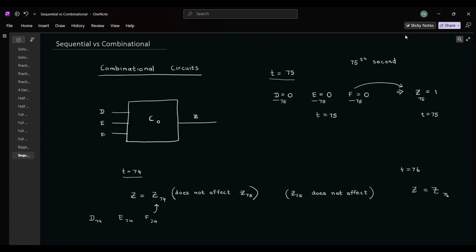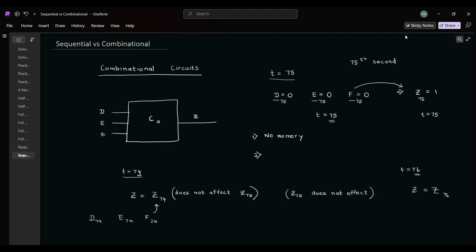So what does this mean? Let me give you some points. There is no memory. The concept of memory does not exist. This combinational circuit doesn't remember what happened at time 75, or at time 74. Similarly, it doesn't remember what happened at T75 when it moves to T76. So there is no memory.